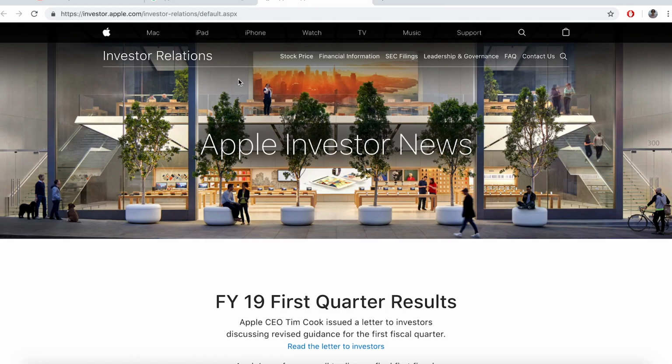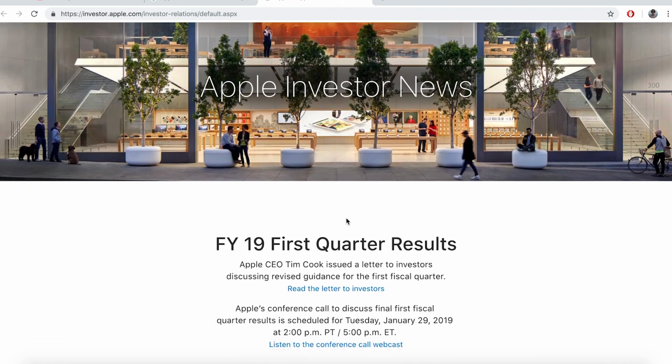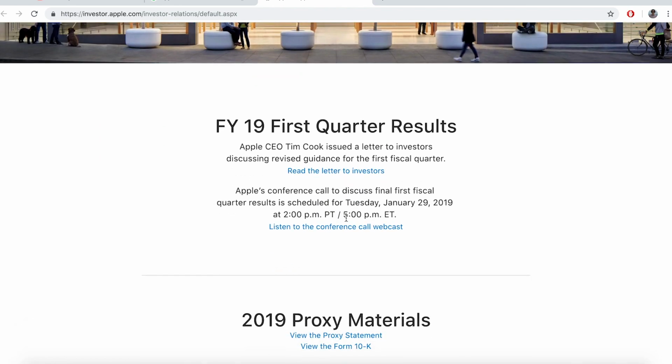And when you click on it, you can see this is the Investor Relations page. So there's information about the stock price, financial information, SEC filings, leadership in government, FAQs, and contact us. And usually on the front page, there will be the latest stuff. So if you've heard that a company has a quarterly report that's just come out, it'll likely be just here.